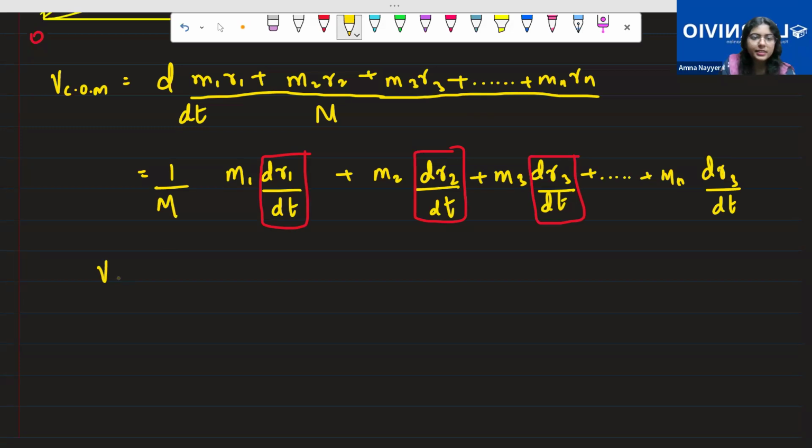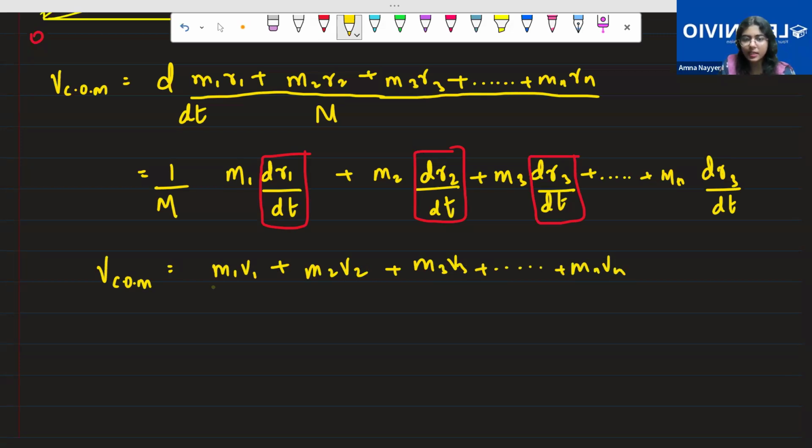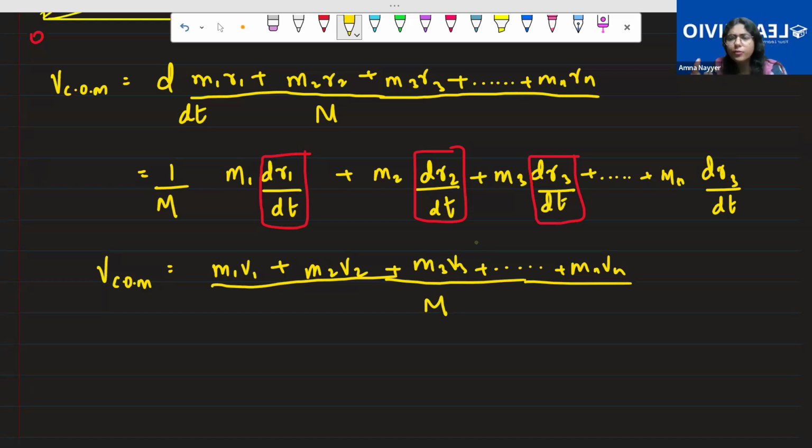Okay, so finally we can say the velocity of the center of mass will be m1v1 plus m2v2 plus m3v3 up till m_n v_n, divided by the total mass that is present. Okay, so like this we have the velocities. The way you have position, same formula, you replace position with the velocity. This I'll write a little deeply.